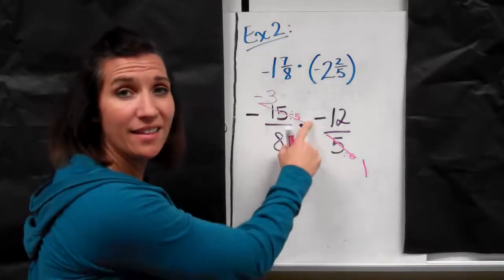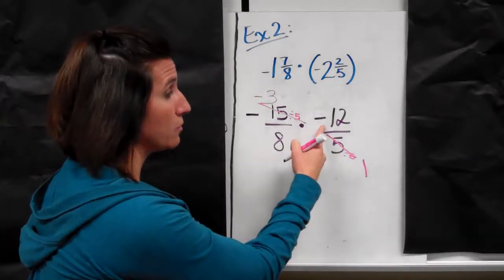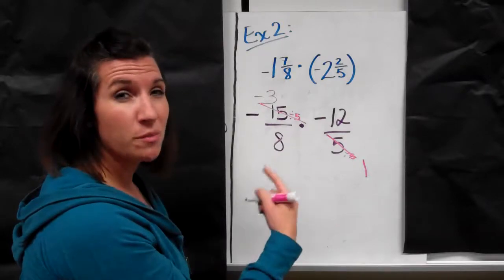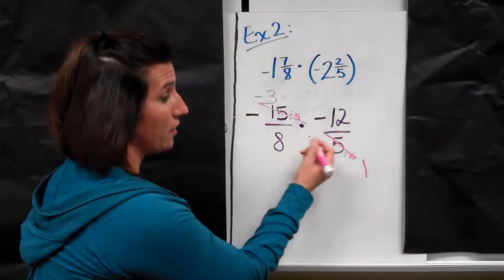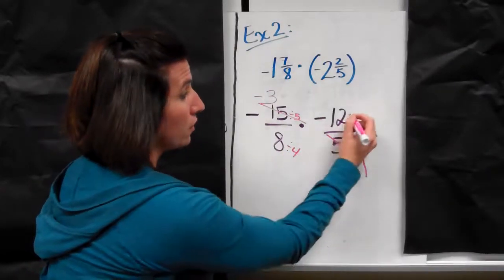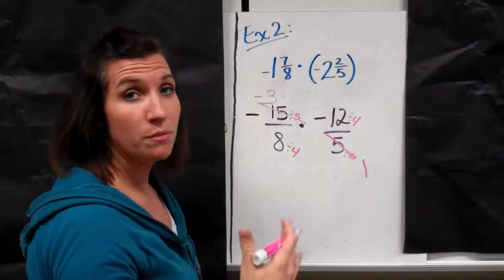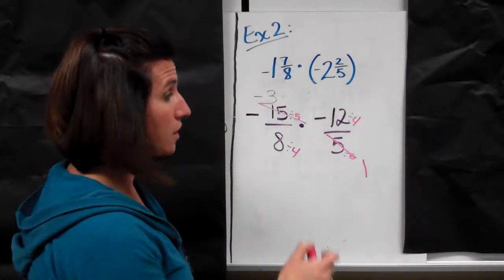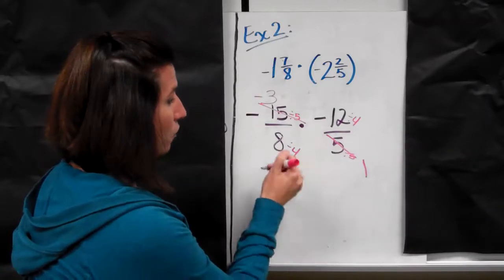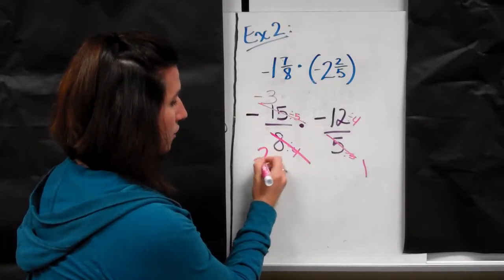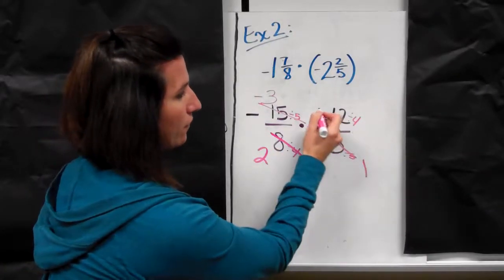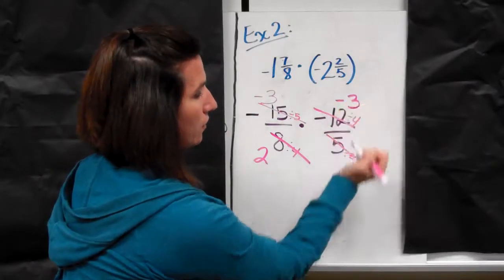Now I can look at the 8 and the negative 12. These are both divisible by 2, but there's a bigger number that I want to use, and that's going to be a 4. If I can use the bigger number, I know my end result could possibly be in smallest terms. So I'm going to use 8 divided by 4, and make this a 2. So negative 12 divided by 4 gives me negative 3.